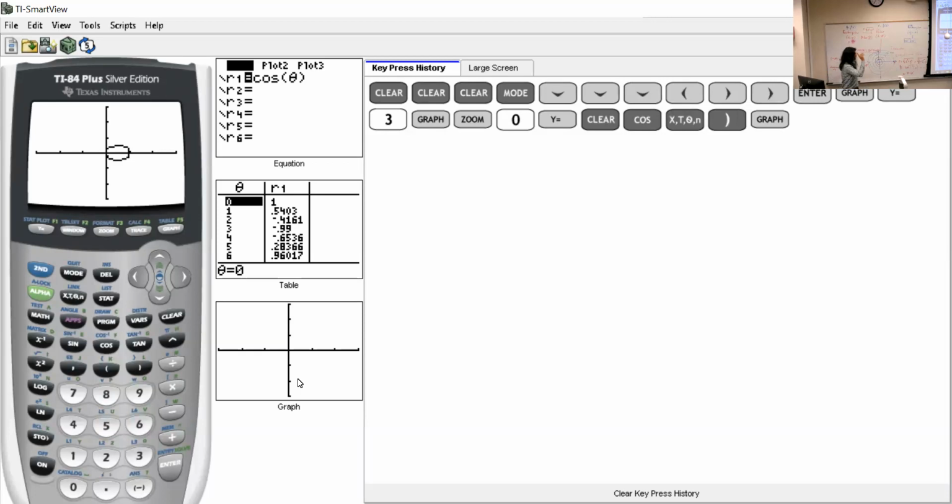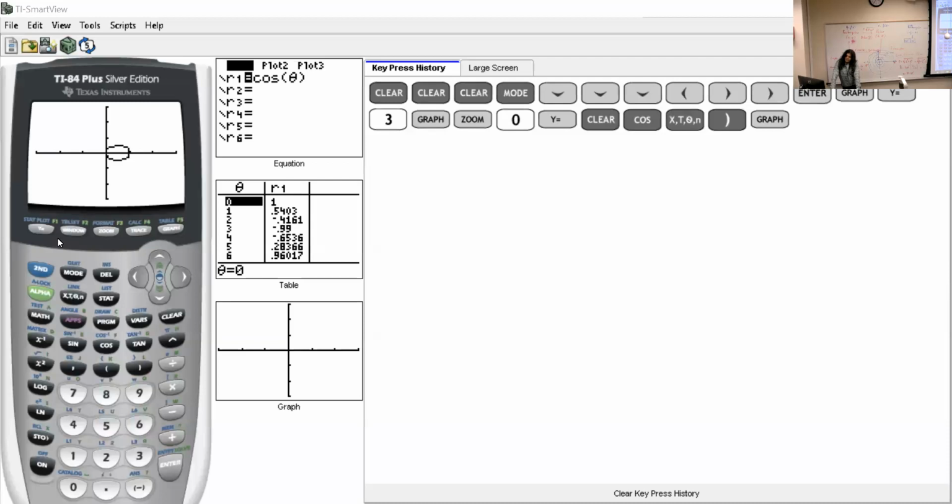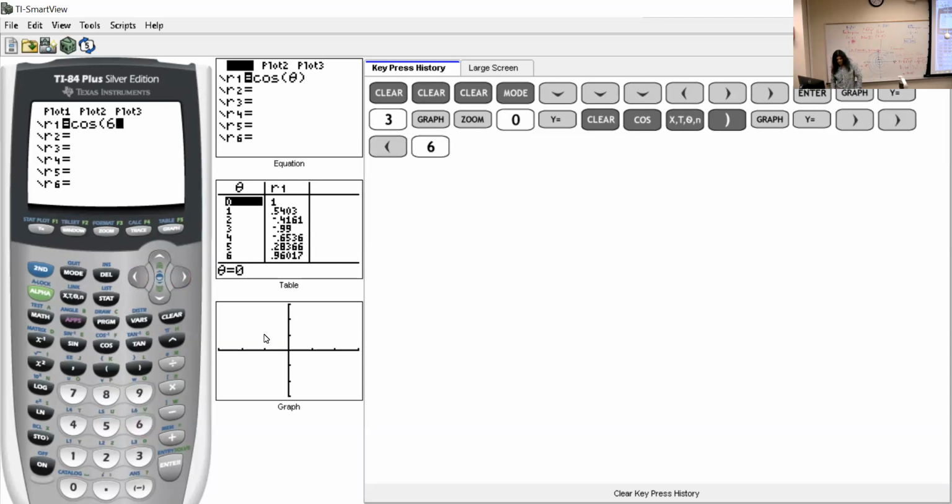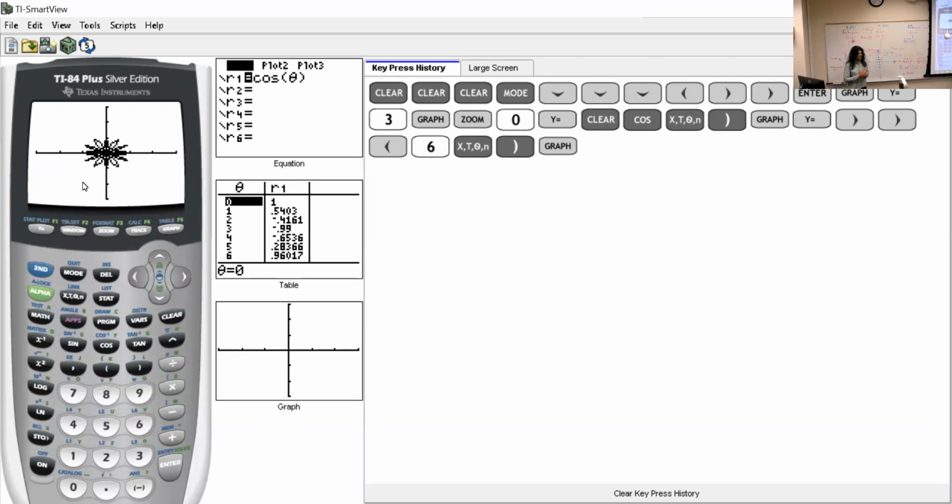I want you to replace theta by 6 theta, and tell me what you get. Oh, okay. If you change that to 6 theta, things should loop around. Good. And you should also pay attention to the trajectory of the curve.